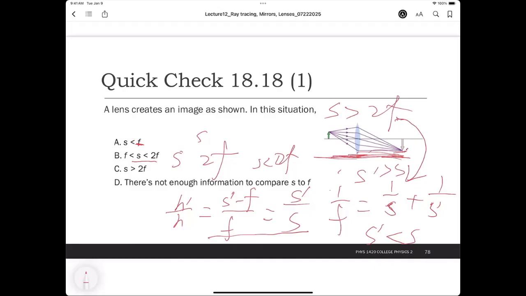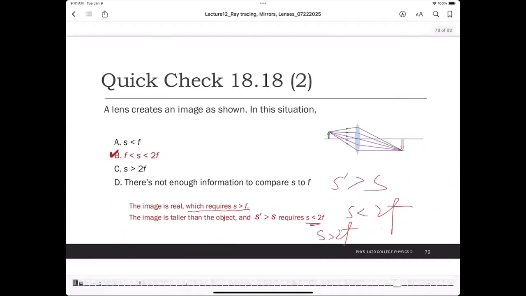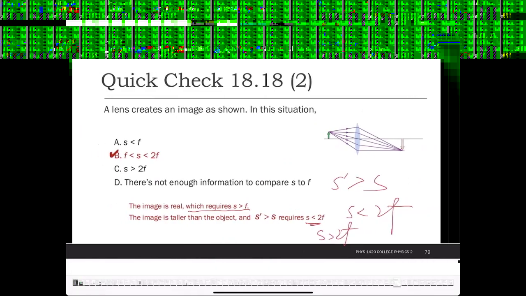So which means the answer should be this one. Does that make sense to you? Okay, let's talk about the other one.